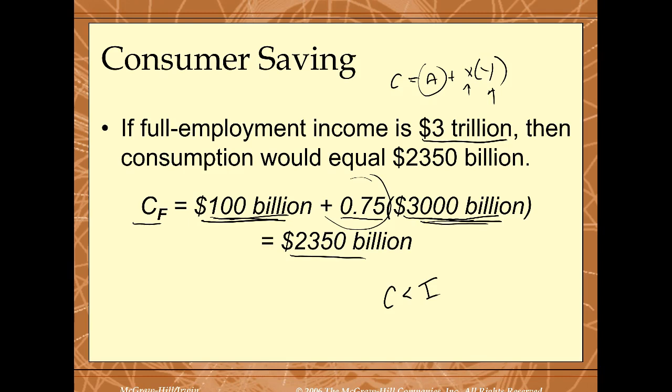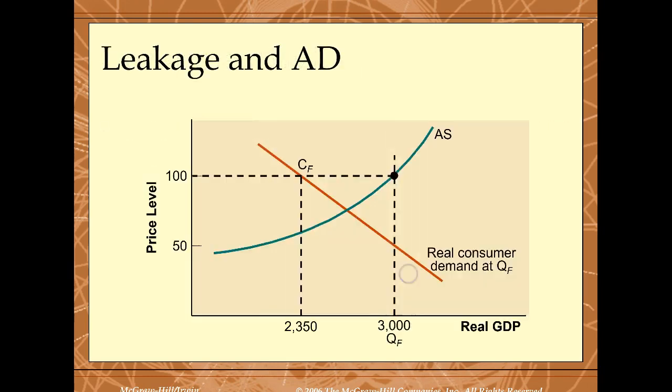What would that look like on a supply and demand graph? Well, it would look like this. If you need to produce at least 3,000 billion worth of output to put everyone to work, but people are only spending this much, you could see that this is going to be a surplus.